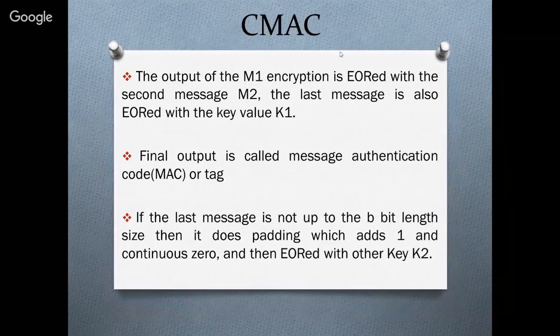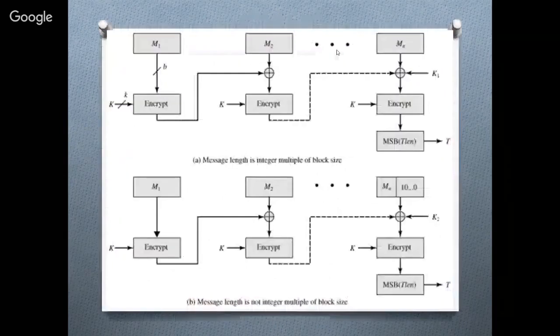And for the last round, the last message is XORed with the key value called K1. Here we can see that at the last round, your information is XORed with your plain text message as well as with your K1. So this key is given as an input for the XOR operation. The output of this is given to the encryption algorithm with the key value, and finally it produces the hash code over here.